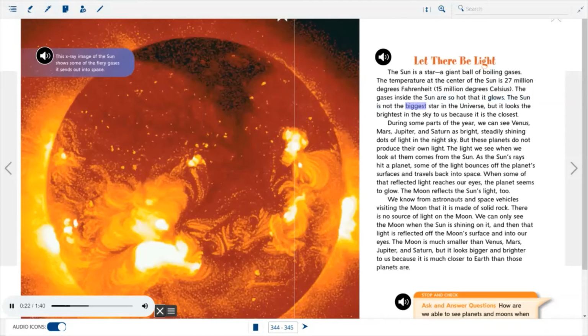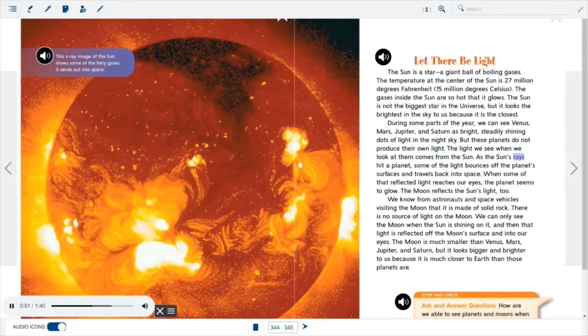The sun is not the biggest star in the universe, but it looks the brightest in the sky to us because it is the closest. During some parts of the year, we can see Venus, Mars, Jupiter, and Saturn as bright, steadily shining dots of light in the night sky. But these planets do not produce their own light. The light we see when we look at them comes from the sun.